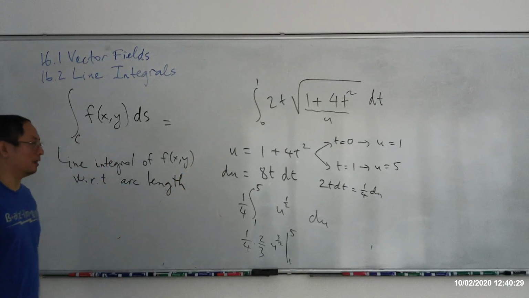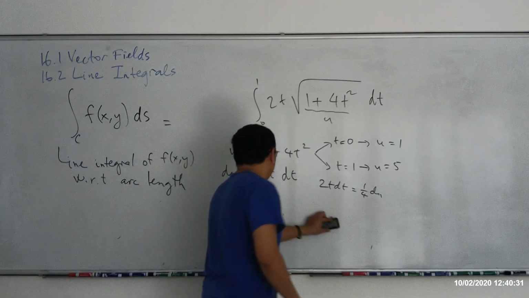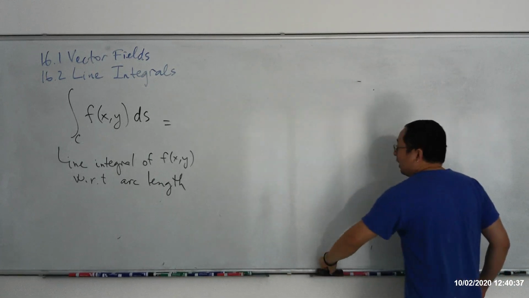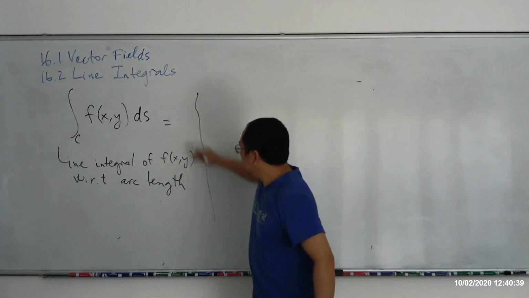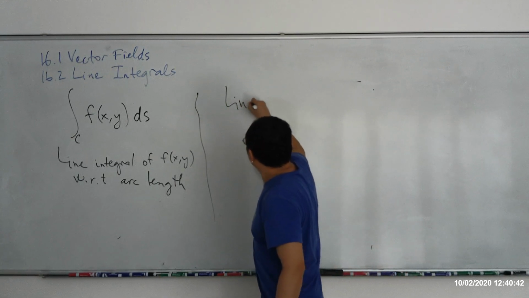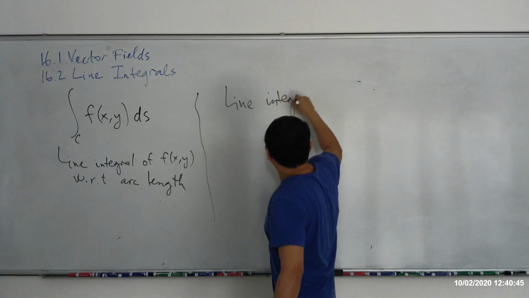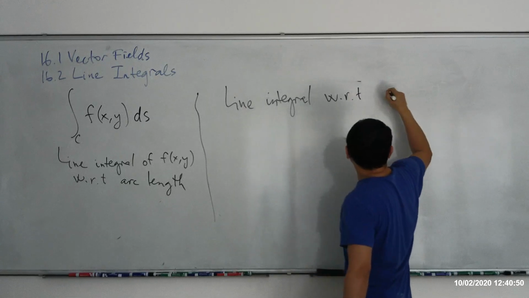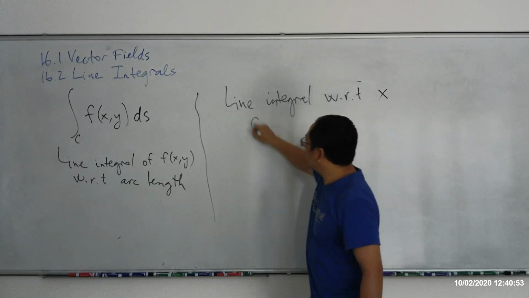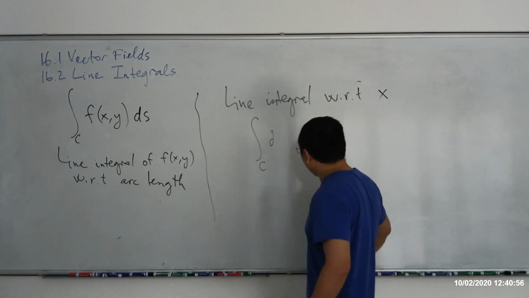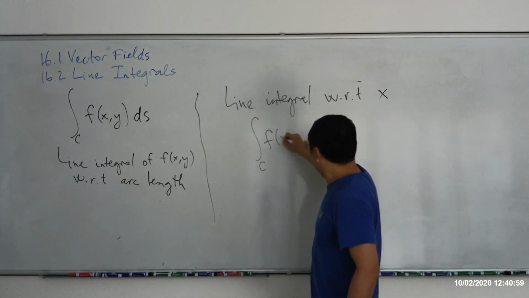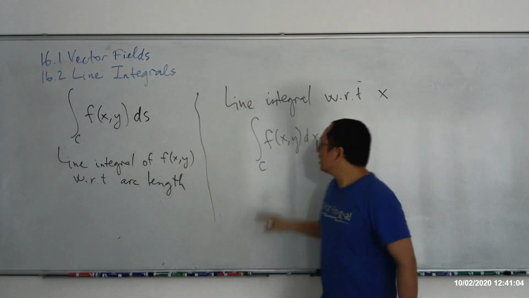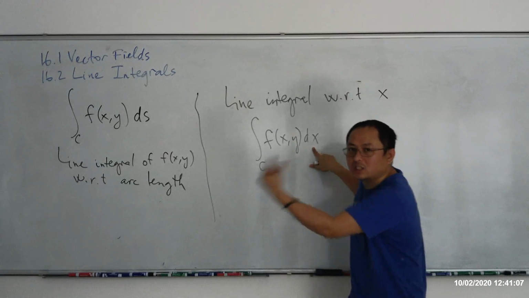Which means the curve C, right? Okay. Now, we have another version of it, a little bit different. If you have a line integral with respect to x, you have this integral over C of f of x y dx. Okay, so the variable is not the change of the curve. This is what the variable is, the change of the x component of the curve.